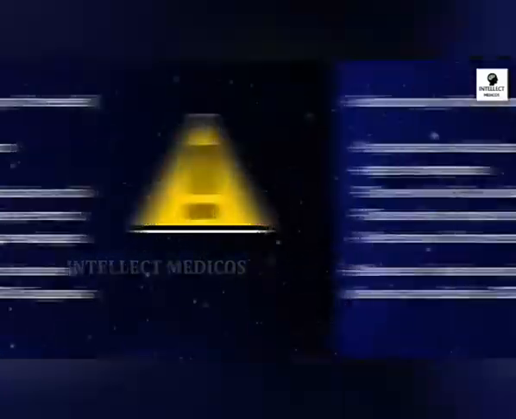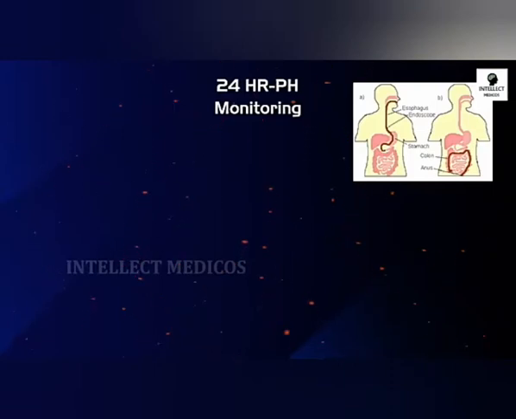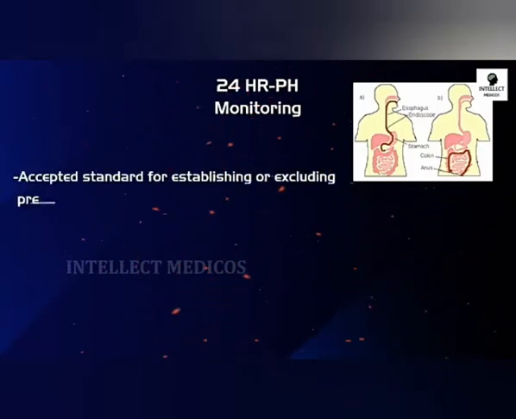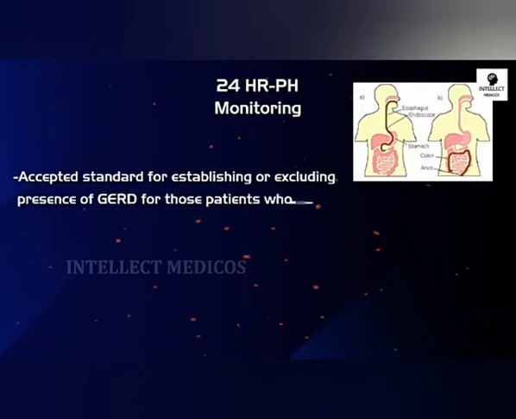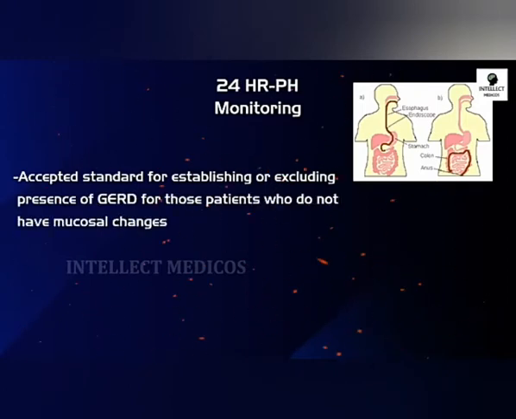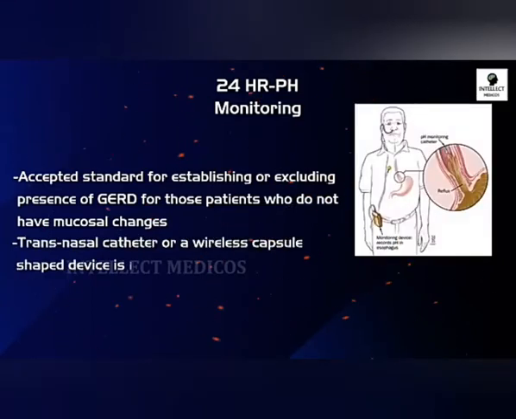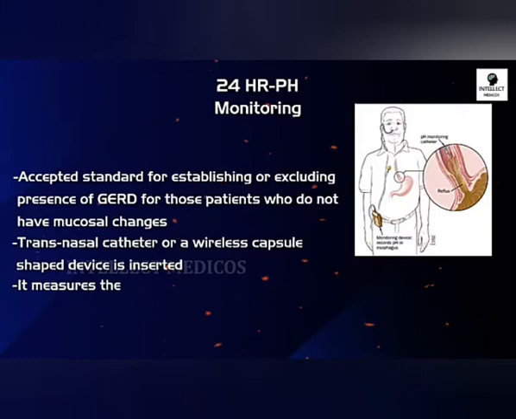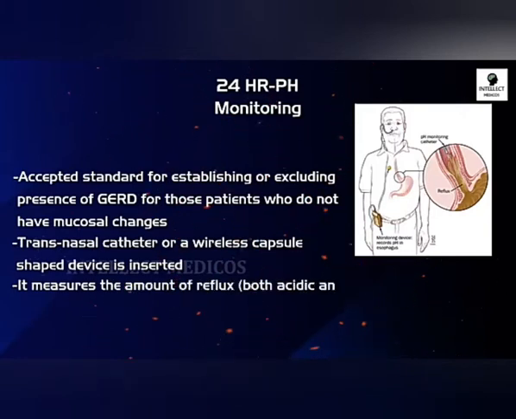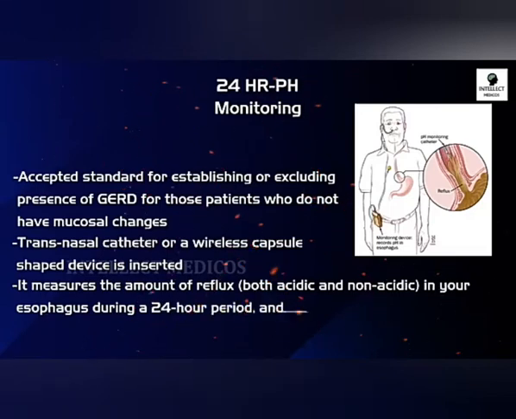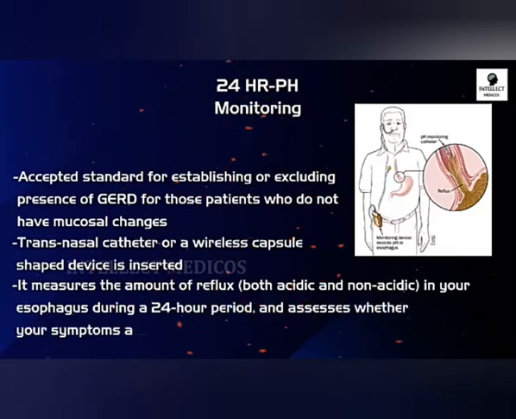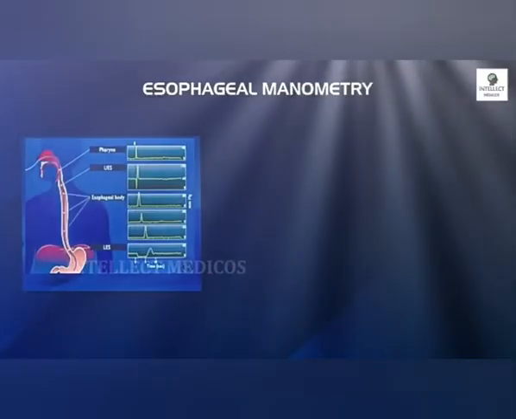Now the next test is 24-hour pH monitoring. It is the accepted standard for establishing or excluding the presence of GERD for those patients who do not have mucosal changes. A transnasal catheter or a wireless capsule-shaped device is inserted, and it measures the amount of reflux, both acidic as well as non-acidic, in your esophagus during a 24-hour period, and assesses whether your symptoms are correlated with reflux or not.